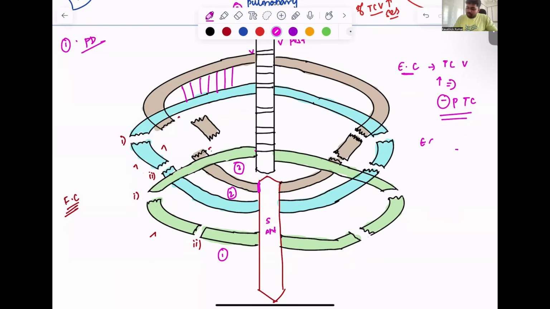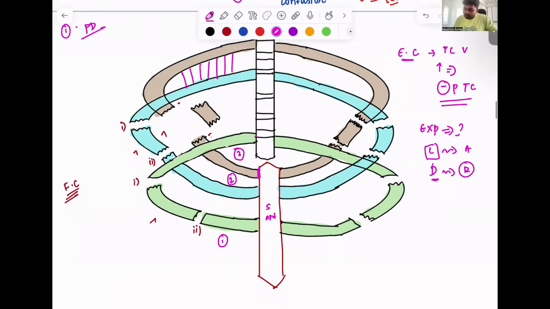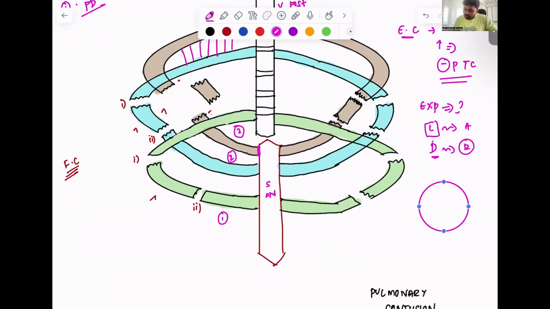So what happens during expiration? Air from inside the lungs exits and reaches the atmosphere, so pressure in the lungs has to be high. I've explained this in detail in the previous video, so I'll explain it briefly here. The expiration process is a passive process. It happens because of the relaxation of the diaphragm and the elastic recoiling property of the lungs, which go back to the normal position. So ultimately, because of expiration, the thoracic cavity volume decreases.